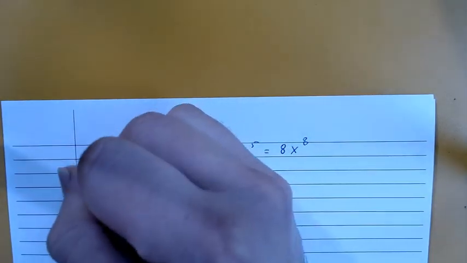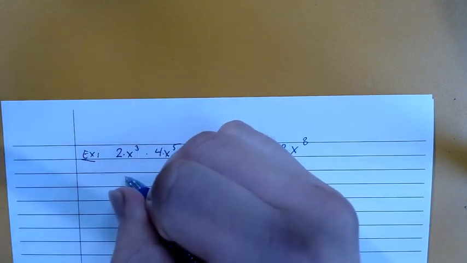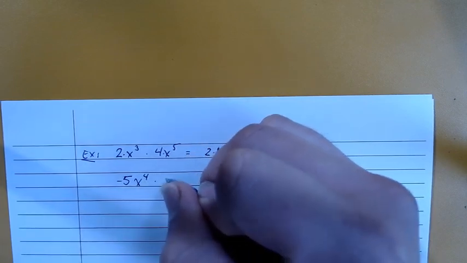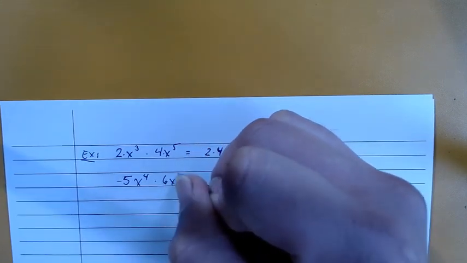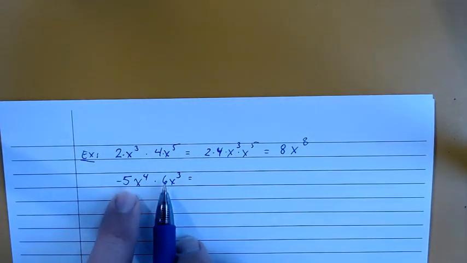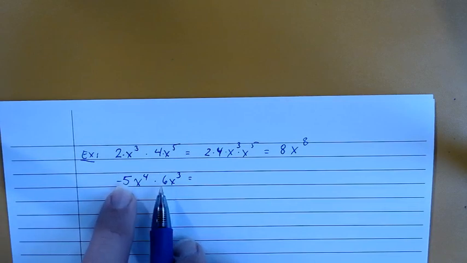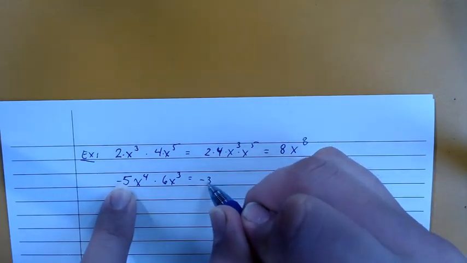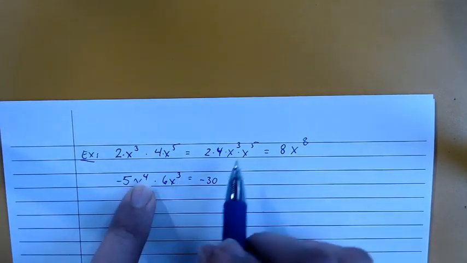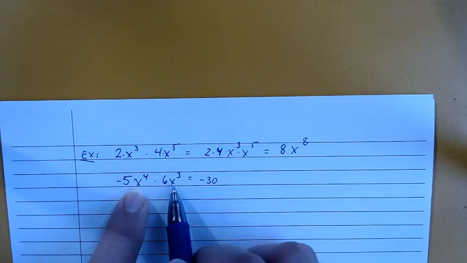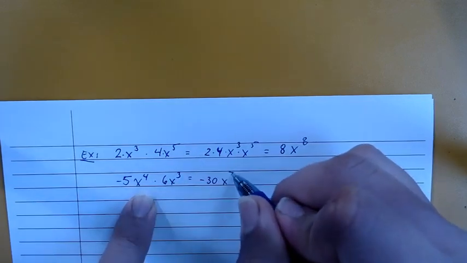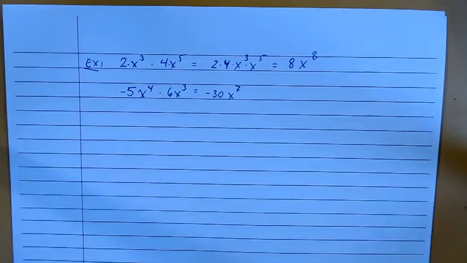As another example, let's say you have negative 5x to the power 4 times 6x to the power 3. Again, you could rearrange things to put the numbers together. The product of those numbers, negative 5 times positive 6, is negative 30. Meanwhile, if you multiply these together, same as before, when you multiply two things that have the same base, you simply add their powers. So x to the power 4 times x to the power 3 is x to the power 7. Just like that.